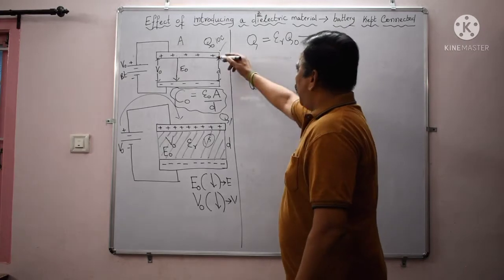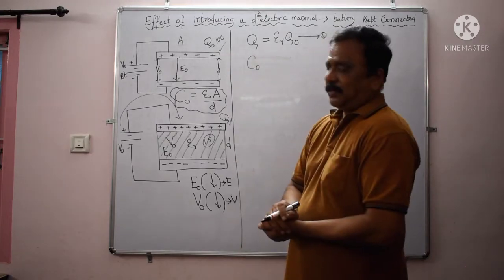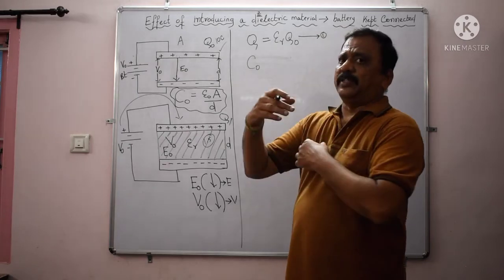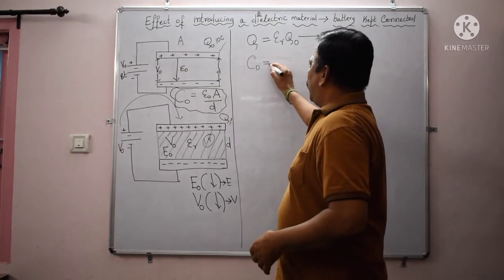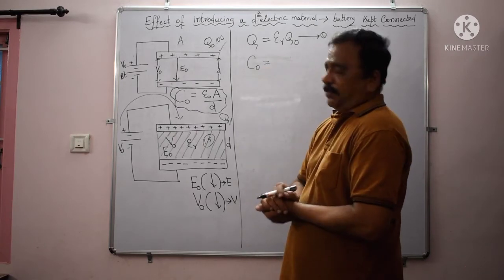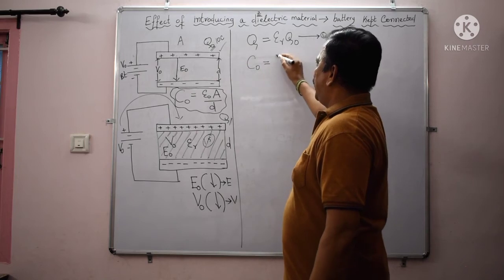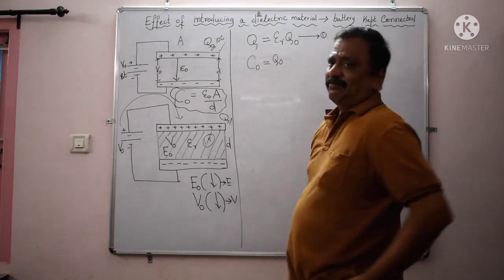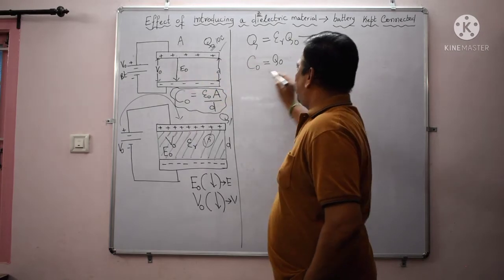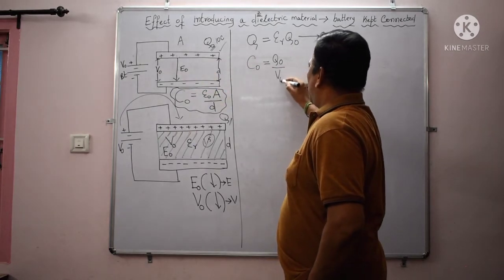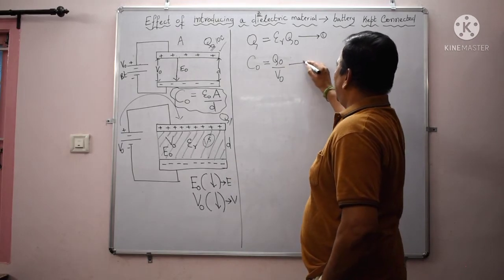So before introducing the dielectric, let C0 be the capacitance. You know, capacitance is the ratio of charge to the potential. Now C0 is equal, this is before introducing dielectric. What is the charge stored by the capacitor before introducing dielectric? It is Q0. What is the potential difference between the plates before introducing dielectric? It is V0. So C0 is equal to Q0 divided by V0. Let it be number 2.